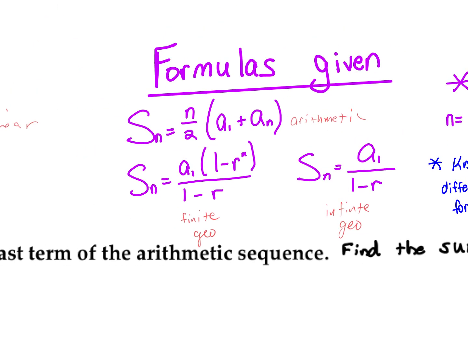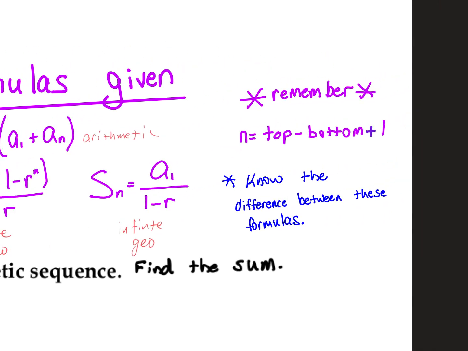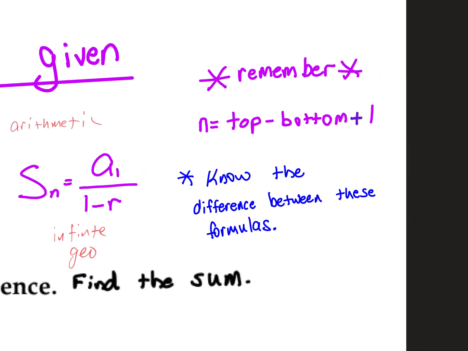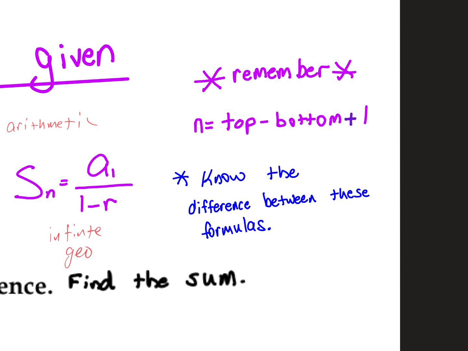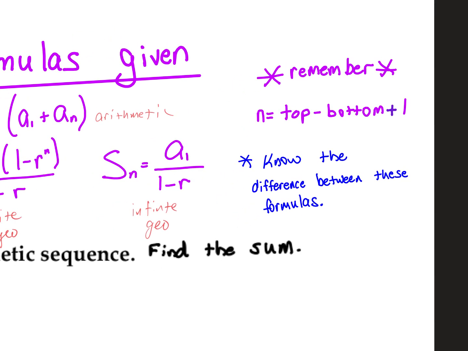But you guys need to know those formulas. You need to know what they're for. And you need to know how to find the number of terms. It's top minus bottom plus 1. Make sure you have a plus there. Super important. Now let's work on some of these.